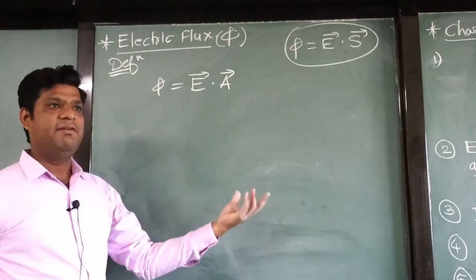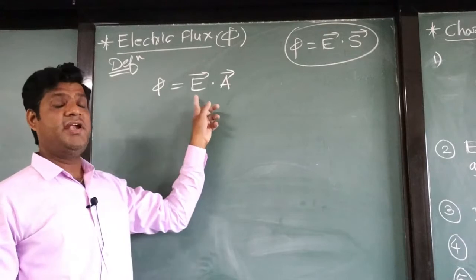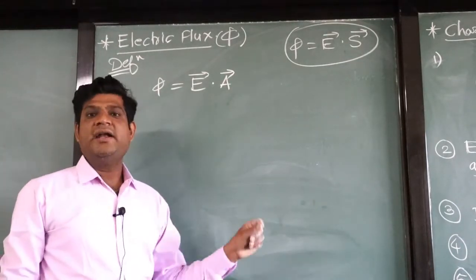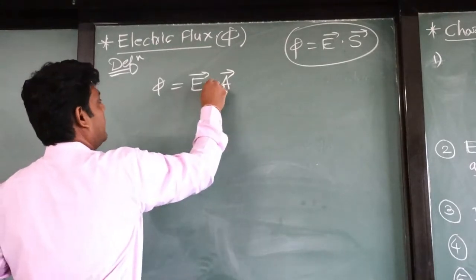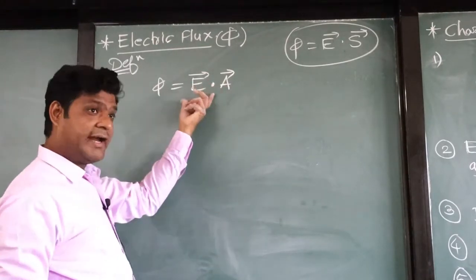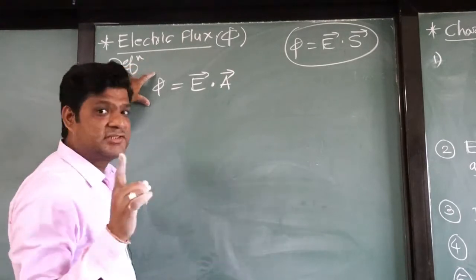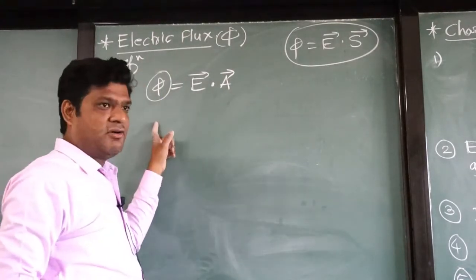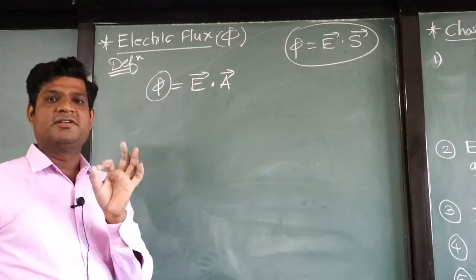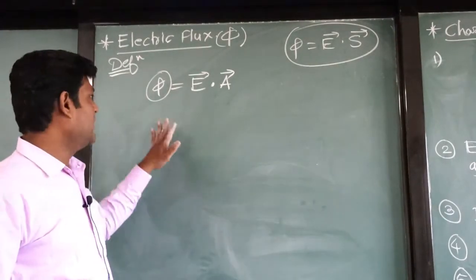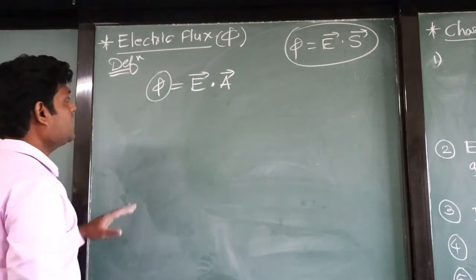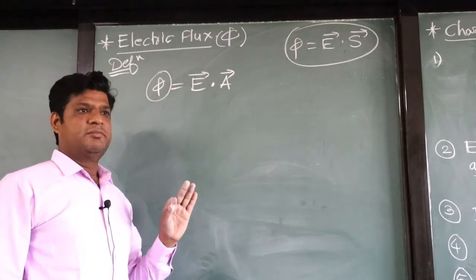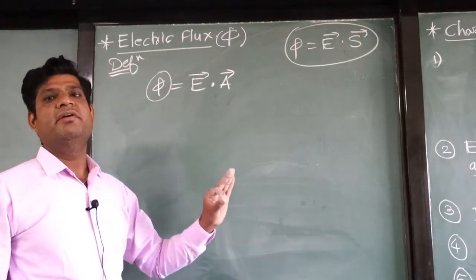It is the second definition: the dot product of electric field and area vector. And the dot product of two vectors is always a scalar. So that's why flux is a physical quantity, and flux is a scalar physical quantity. Flux is a scalar.